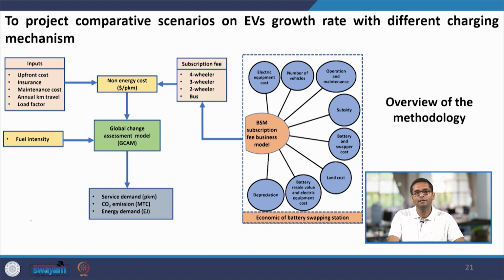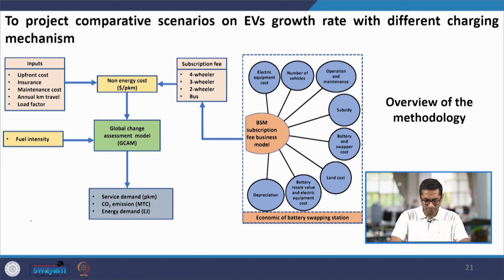And this kind of mechanism is expected to make things more lucrative for the EV buyer, and if these kinds of mechanisms were in place in the market, given the cost economics, we would want to understand how the propagation of EVs would be expected to grow in the future. So, what we try to do is we try to come up with different business models with respect to battery swapping mechanisms, and given the battery swapping subscription fee model which the user would have to pay, what could be the change in the EV adoption in the future in the Indian market.